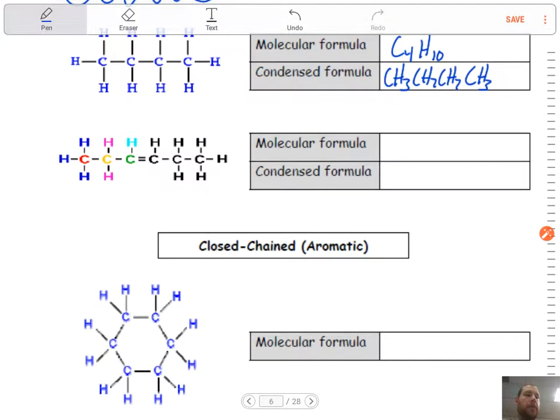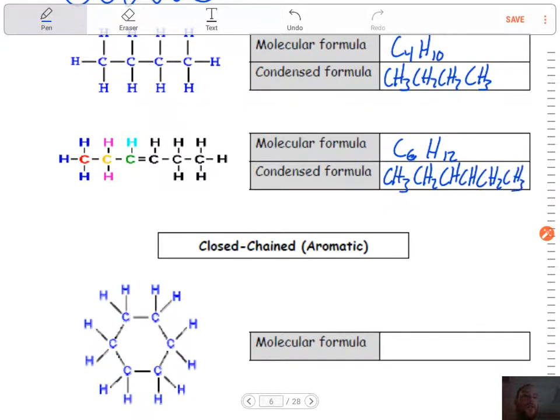All right, molecular formula here, I've got 1, 2, 3, 4, 5, 6. C6H, 1, 2, 3, 4, 5, 6, 7, 8, 9, 10, 11, 12, H12. My condensed form would be CH3, CH2, CH, CH, CH2, CH3.